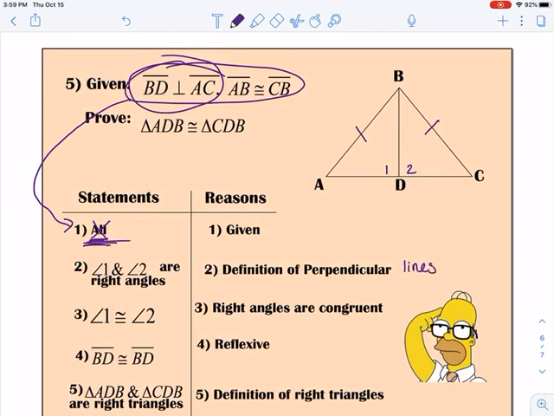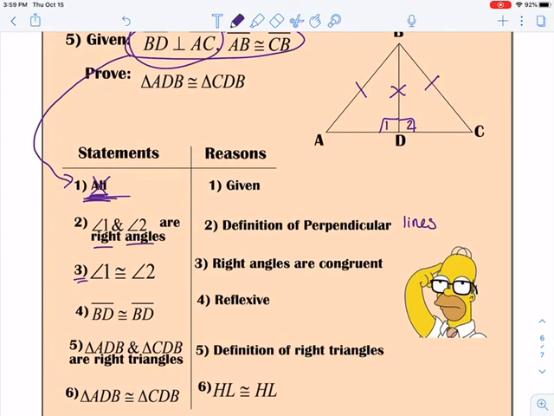Okay. And then they say in step 3, now they're telling me that angle 1 is congruent to angle 2. Well, in step 2, I know that they're right angles. So if one of them is 90 degrees, the other one has to be 90 degrees. So for step 3, I'm going to say that they're congruent. So angle 1 is congruent to angle 2 because right angles are congruent. Okay, and then the next step that they have is BD is congruent to BD. And again, anytime that you have something that's congruent to itself, that's going to be the reflexive property.